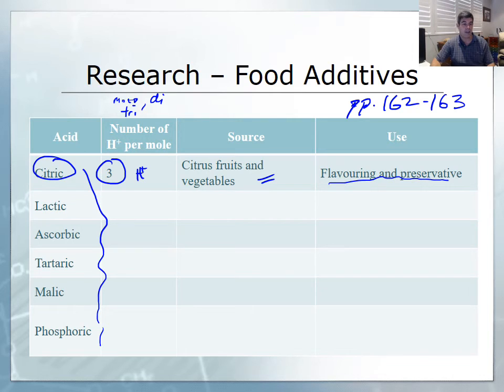So have a go at that. Have a look at pages 162 to 163 in your book and see if you can complete the table.